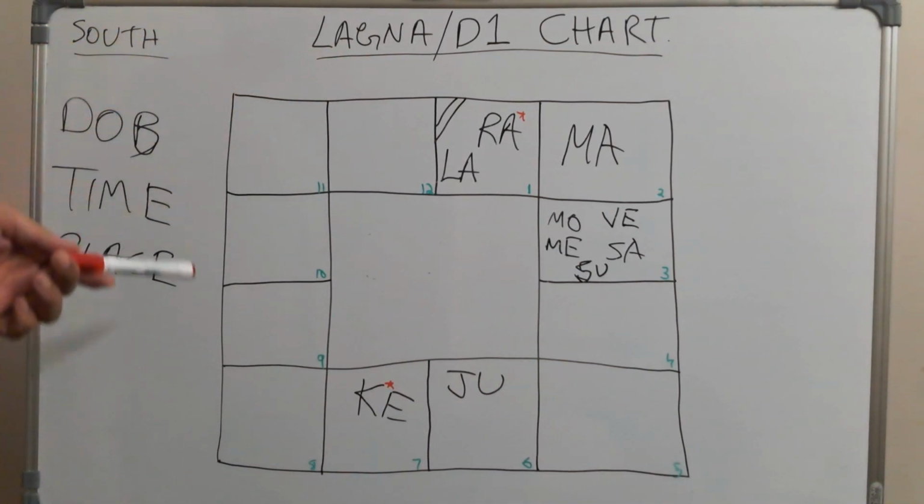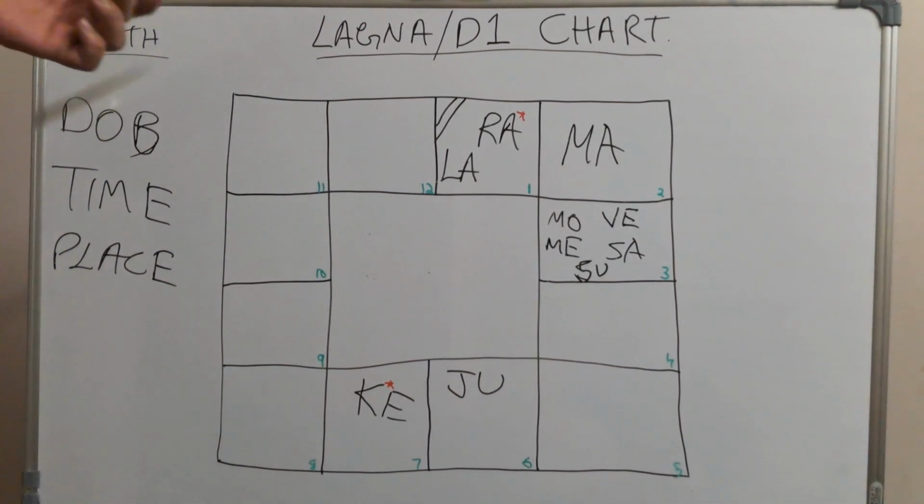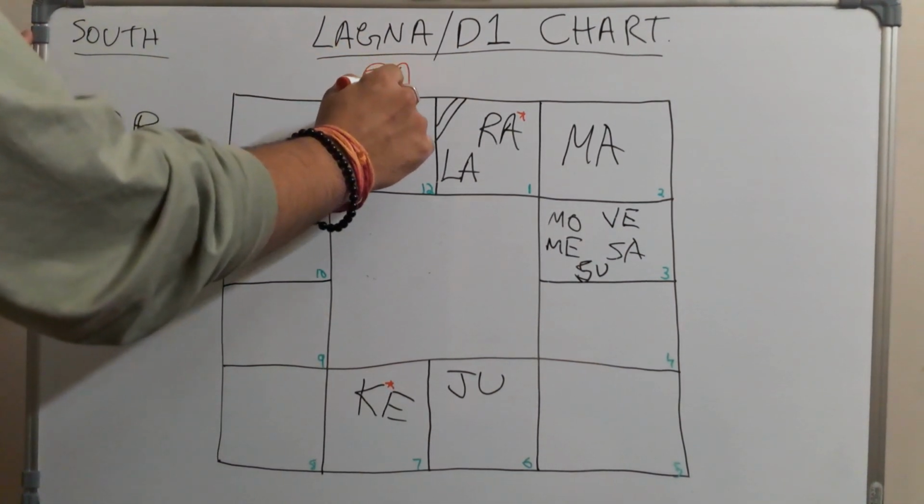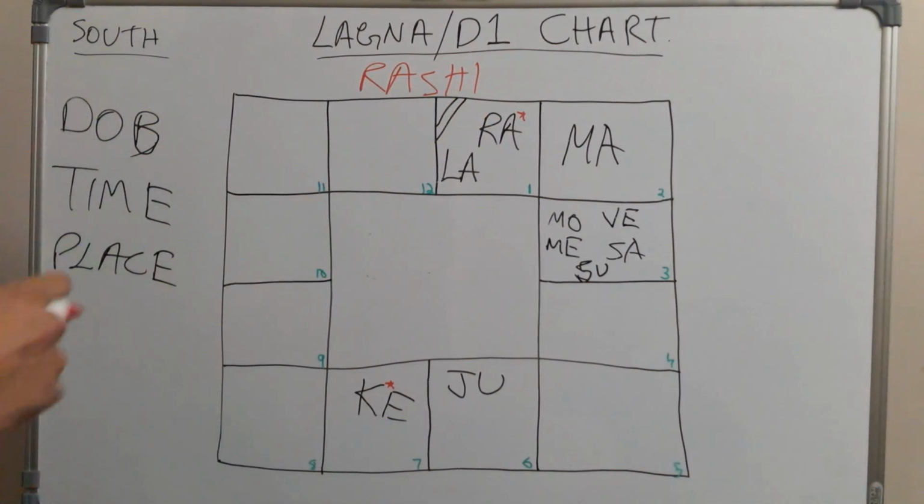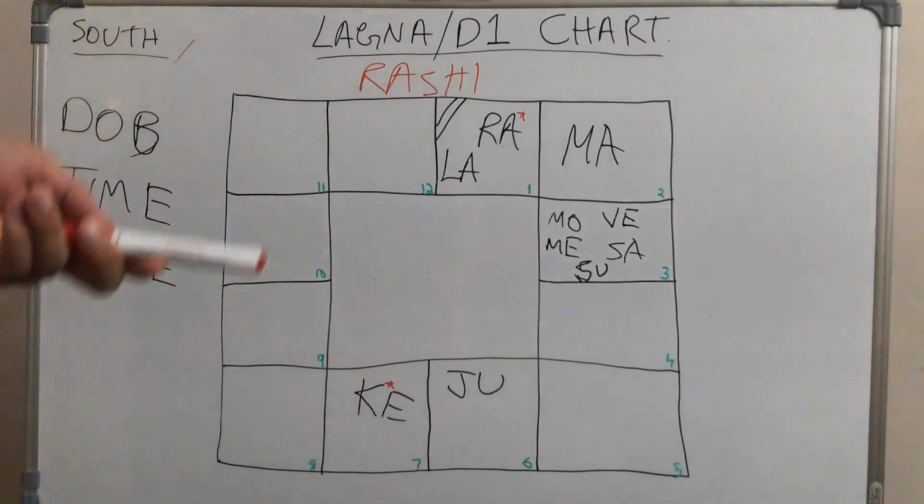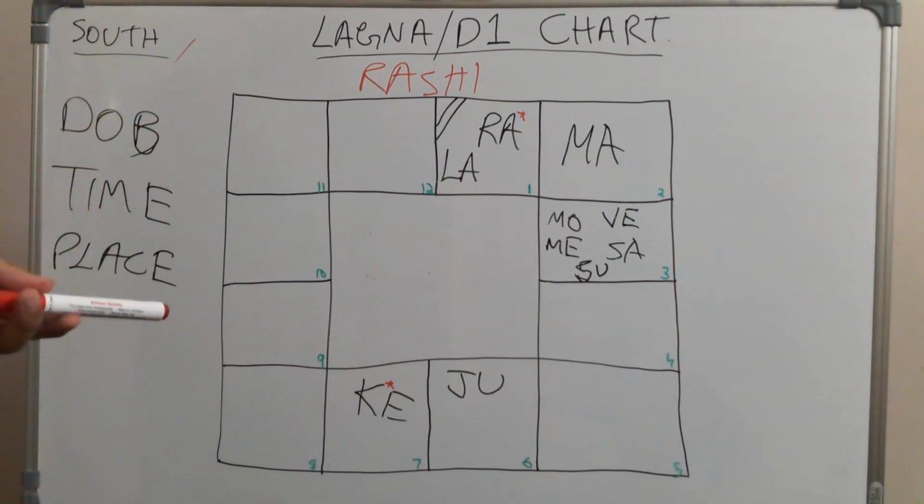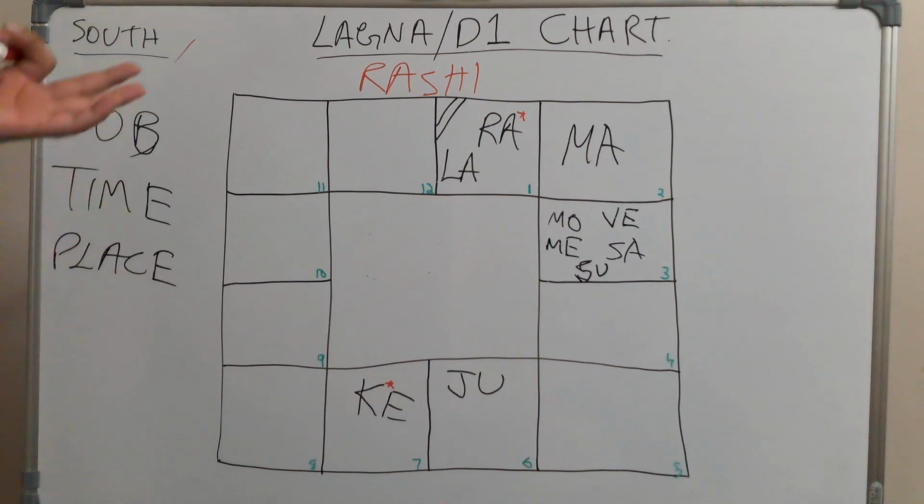So this is a basic chart or Lagna, D1 or Rashi chart, and this chart style is South Indian, as I had mentioned before. If you go into any website or software that offers you to check your horoscope for free, you can use your date of birth, time of birth and place of birth to obtain this chart. This is the very basic chart.